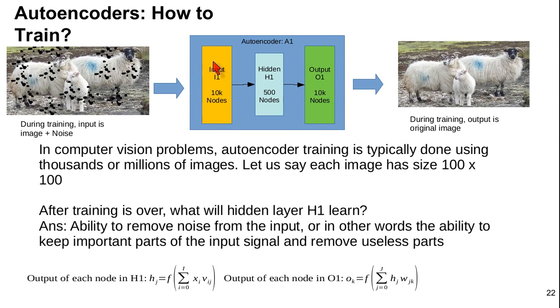After the training is complete, what would the hidden layer learn? The output of each node in the hidden layer is given by this equation H. The output of each node in the output layer is given by this equation. The weights Vij along with the weights Wjk represent the functions which can remove the noise from an input and recreate the original noise-free output values. So what does the hidden layer itself learn? The hidden layer in a sense also learns a part of the noise removal.